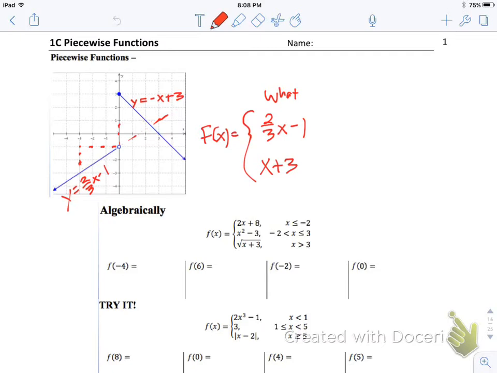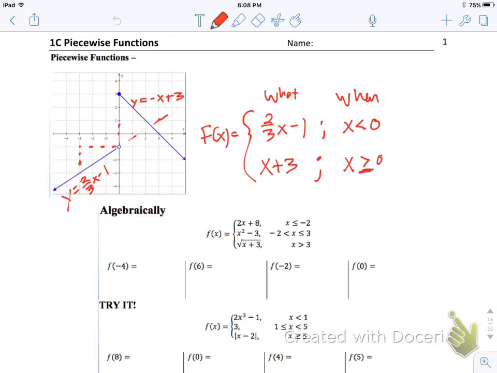occur on the graph. And if you think of the x-axis as like a timer as you go left to right, when do you see the graph of 2/3 x minus 1? Well, whenever x is less than 0, of course. That's when I see it. When do you see the graph of x plus 3? Exactly. Do you see them at the same time? No. I see it when x is greater than or equal to 0.